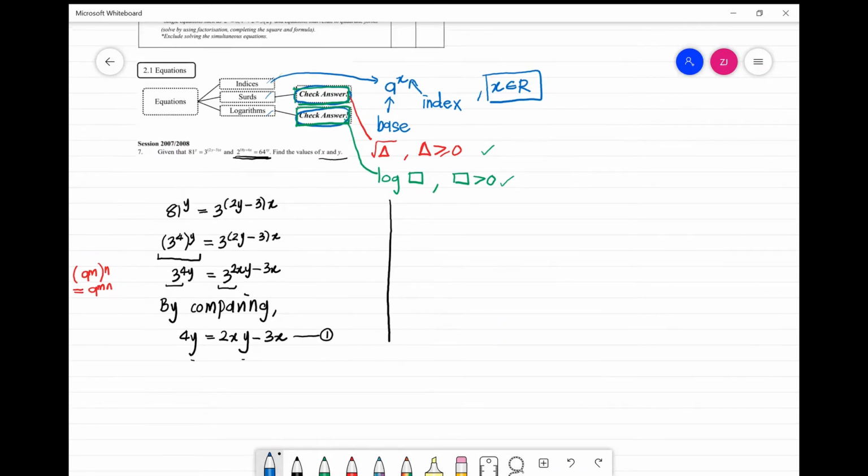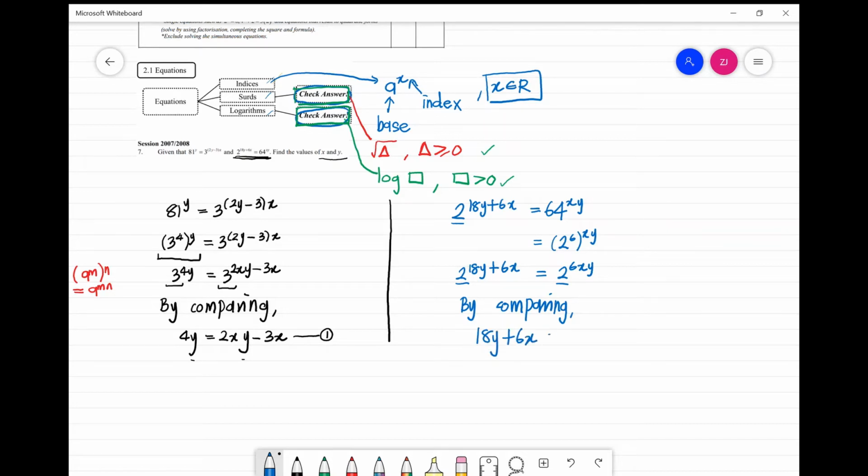The second equation we are given is 2 to the power of 18y plus 6x equals 64 to the power of xy. We see the lowest base in this equation is 2, and we know that 64 is 2 to the power of 6. So we rewrite 64 as 2 to the power of 6, and on the left hand side we just copy back and apply the index law just now. So we have 2 to the power of 6xy. Again, because we have the same base on both sides, we can compare the power. So we have 18y plus 6x equals 6xy. This is the second equation.